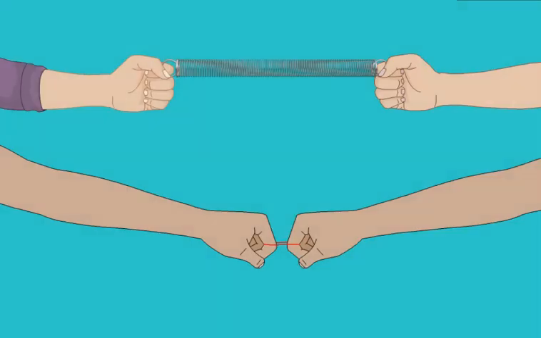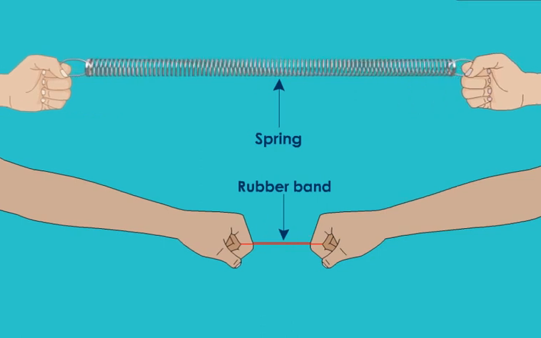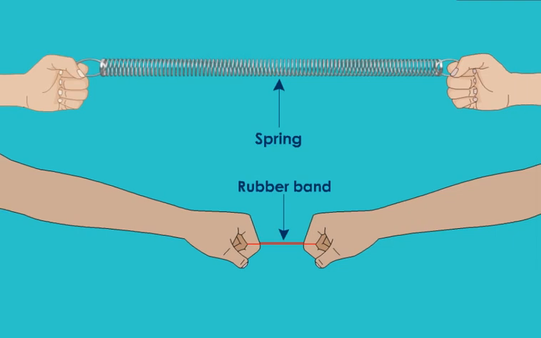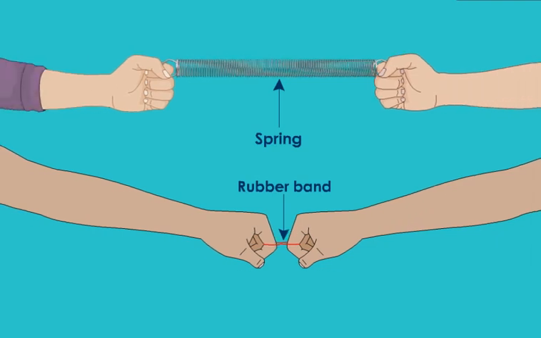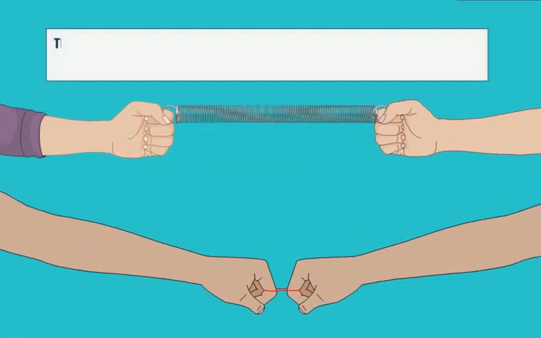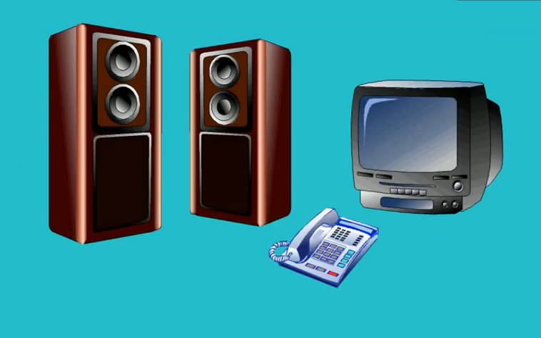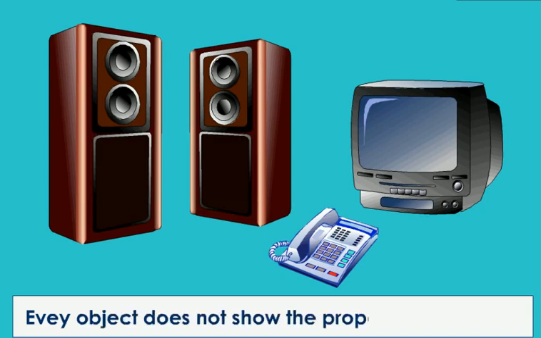Dear students, objects such as a rubber band and spring can be stretched longer by applying external force to them. As soon as the force is withdrawn, they regain their original shape and size. This property of an object is known as elasticity. Students, the object which shows the property of elasticity is known as elastic body. Every object does not show the property of elasticity.